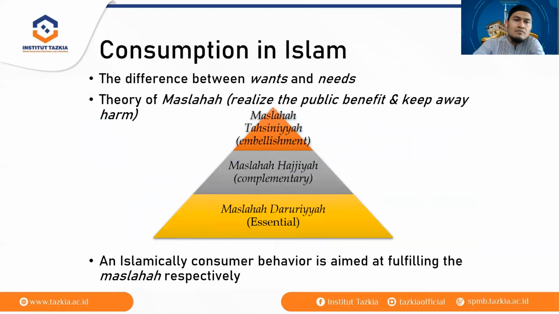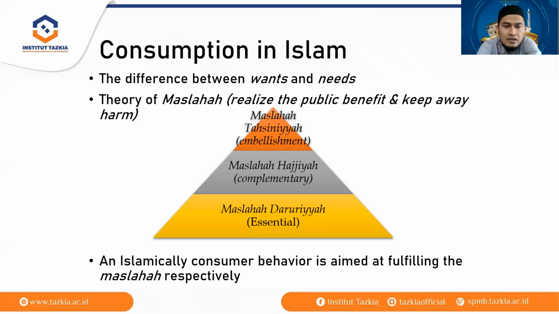So consumption in Islam, the difference between wants and needs, we have discussed in earlier discussions. So the theory of maslahah is realizing the public benefit and keeping away harm. This is jalbul masalih wa daf'ul mafasid. There are three aspects here. In the beginning, we have maslahah daruriyah, the realization of the essential. Secondly, the complementary, maslahah hajiyah, and lastly maslahah tahsiniyah, which is embellishment.